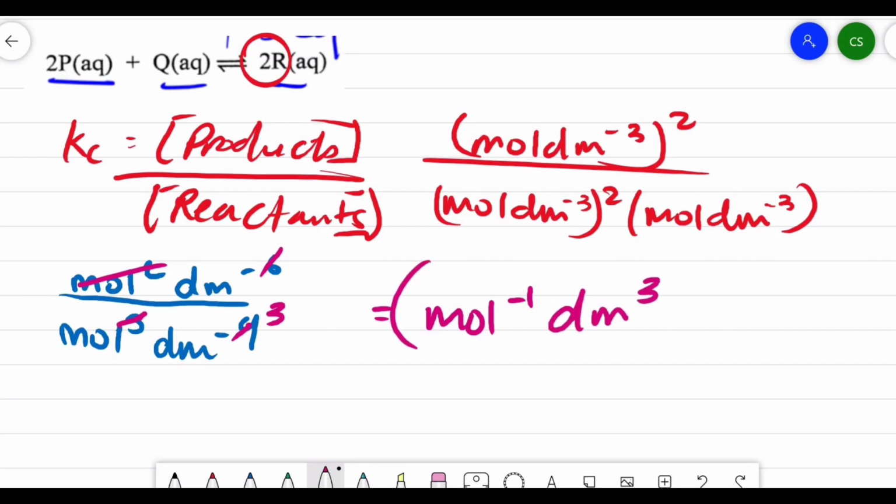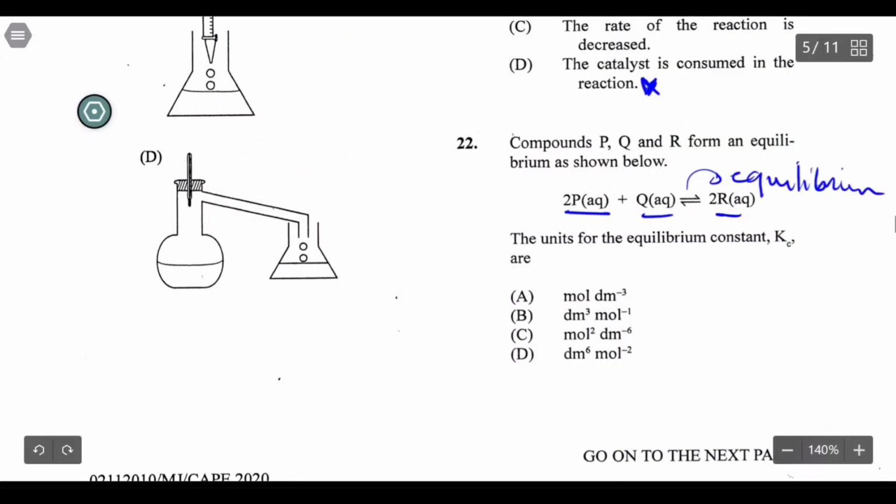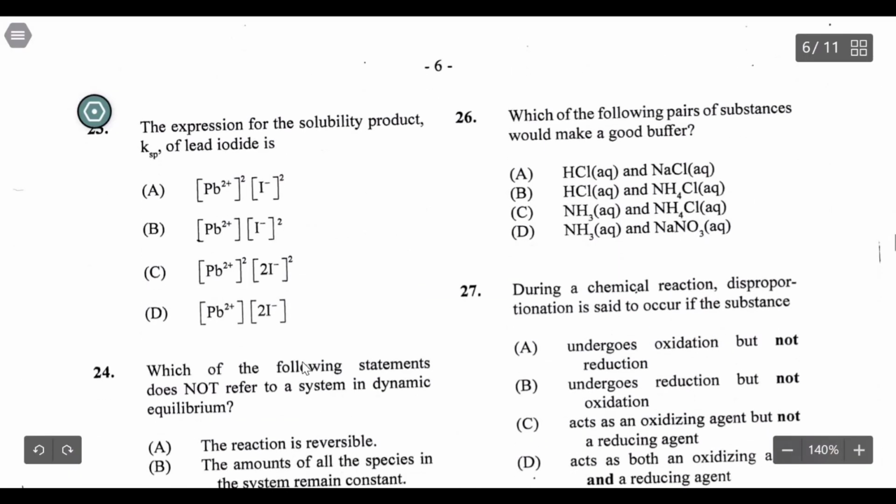So your units would be per dm cube per mole, or per mole dm cube, whichever one you want to say. So dm cube per mole is B, letter B, not number B, but letter B.